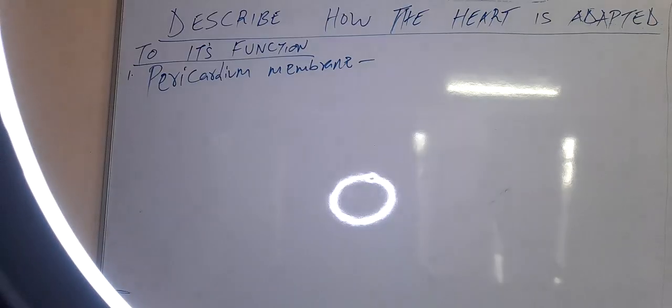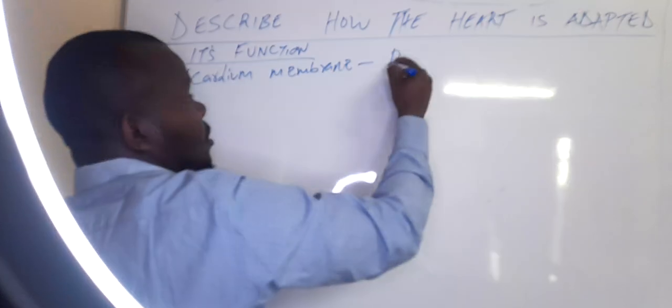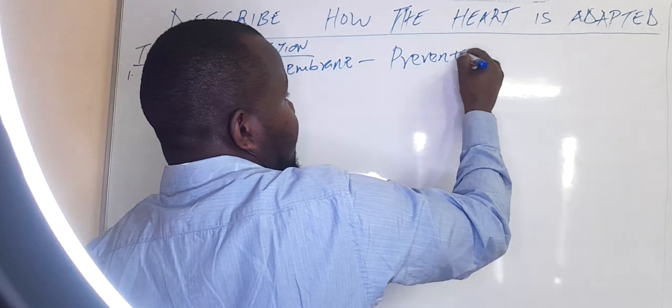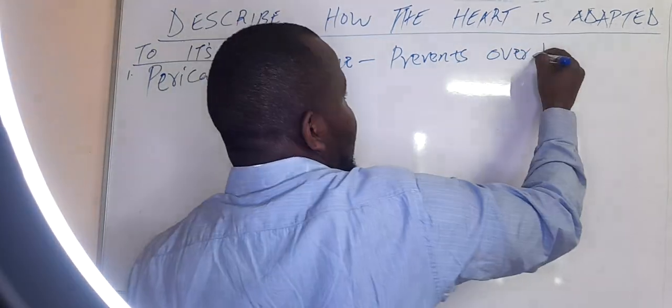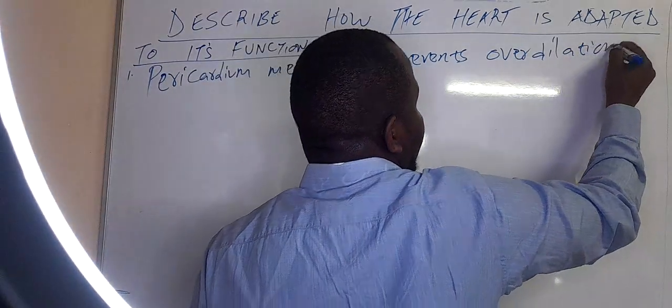So what will be the role of this pericardium membrane? The pericardium membrane will be enclosing the heart, and this prevents overdilation of the heart. So the first function is that it prevents overdilation of the heart.